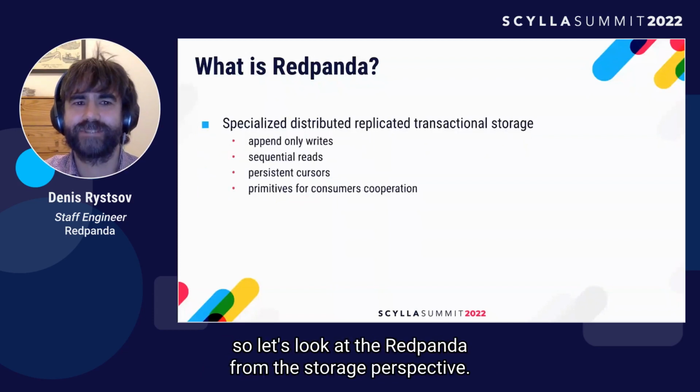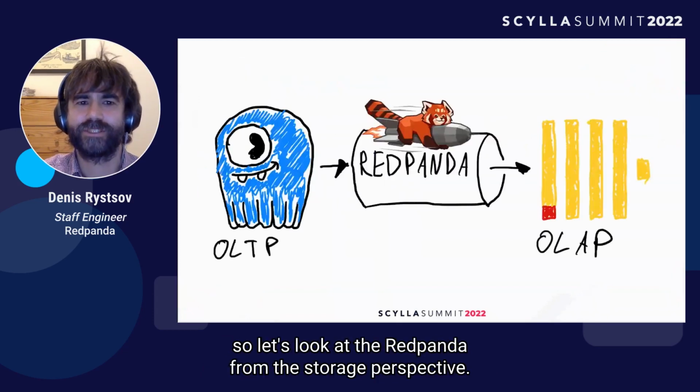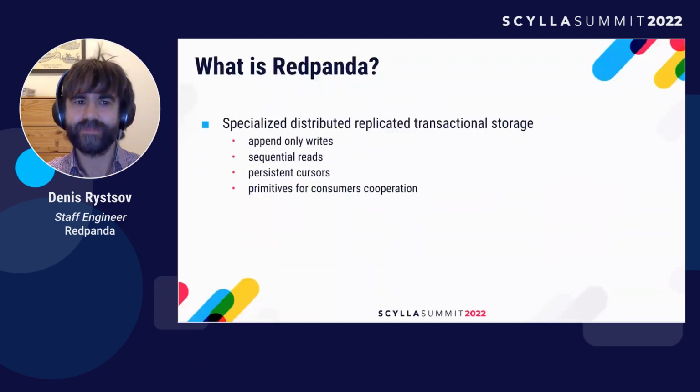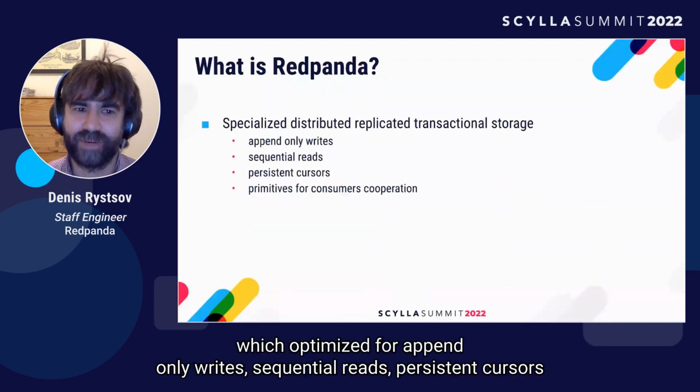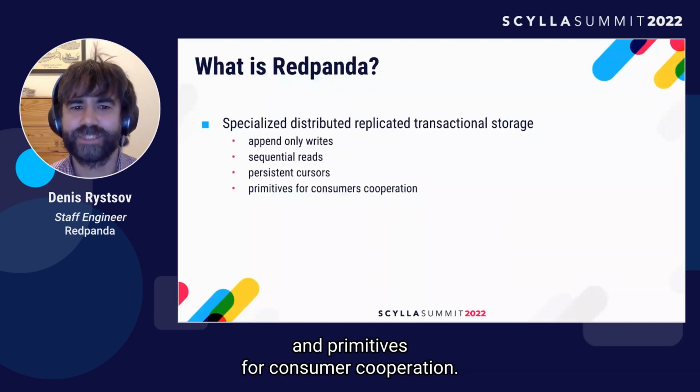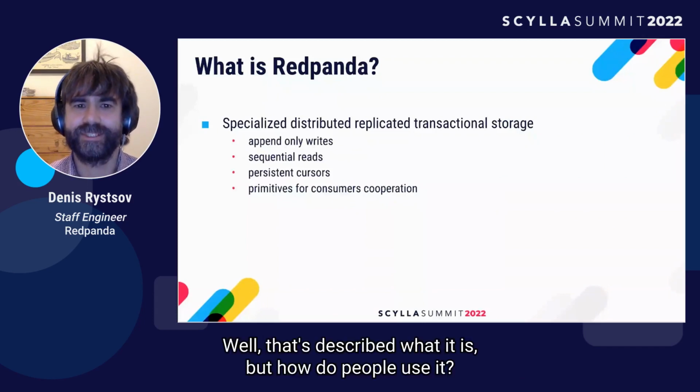So let's look at the Red Panda from the storage perspective. Red Panda is a specialized distributed replicated transactional storage, which is optimized for append-only writes, sequential reads, persistent cursors, and primitives for consumer cooperation. Well, let's describe what it is, but how do people use it?